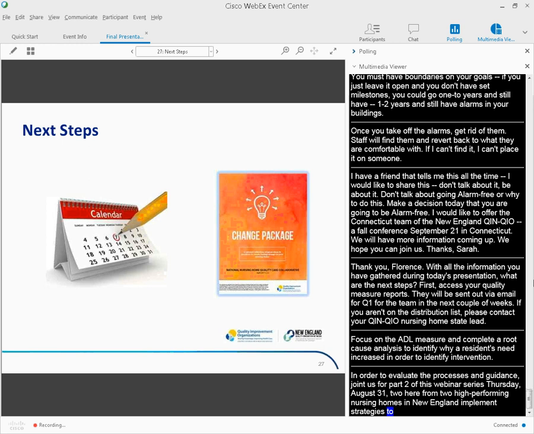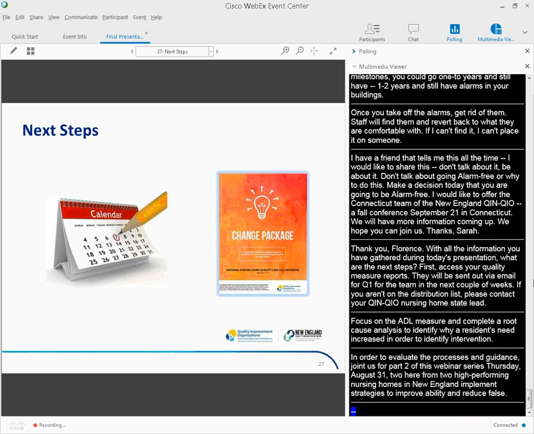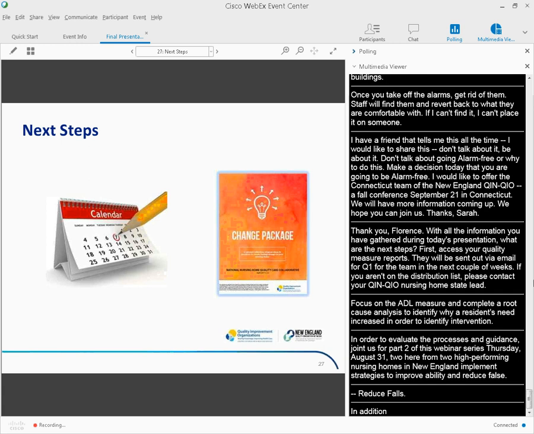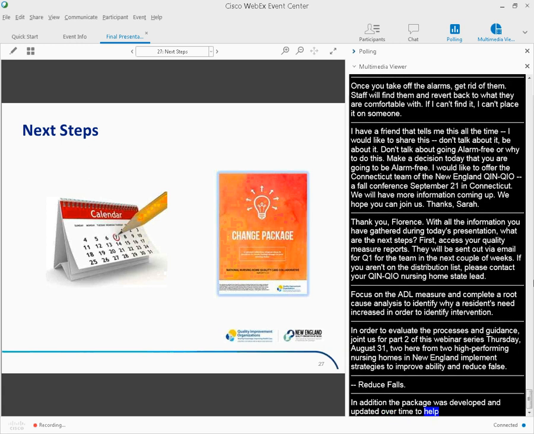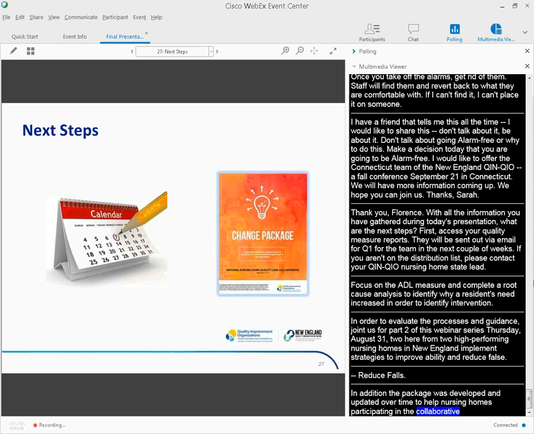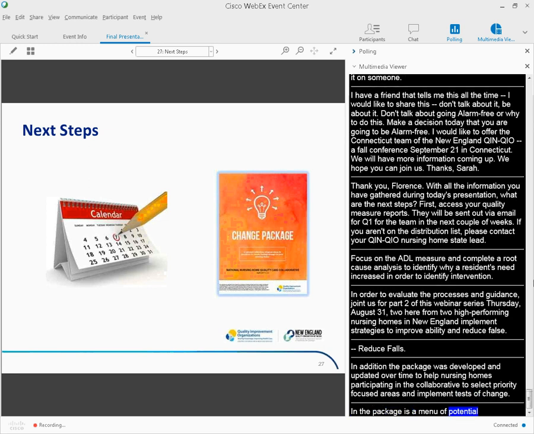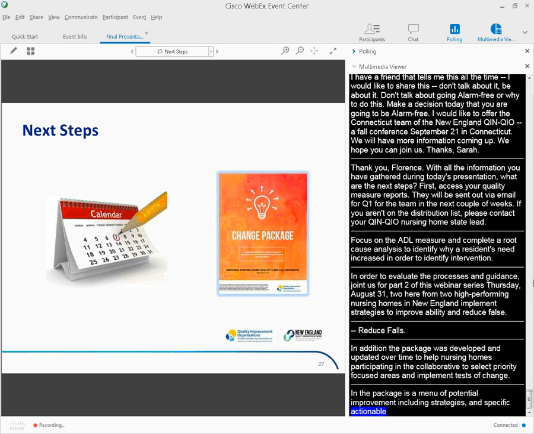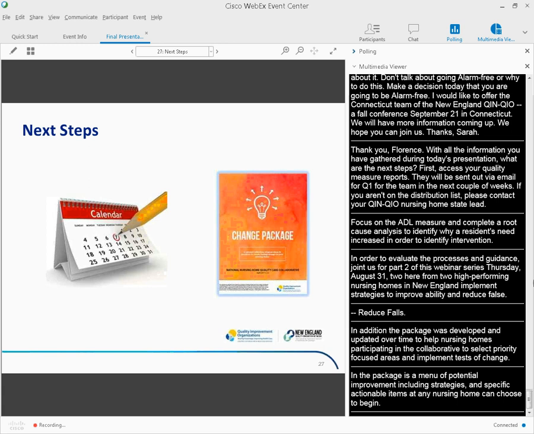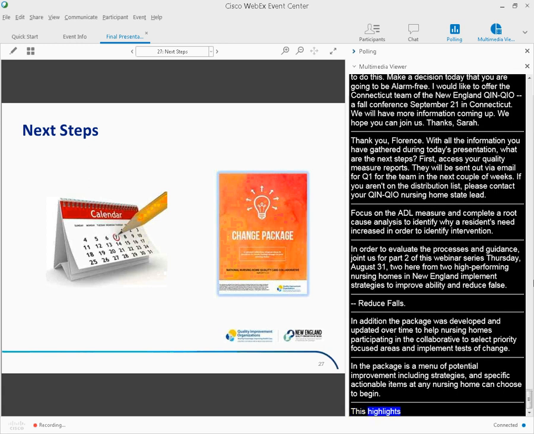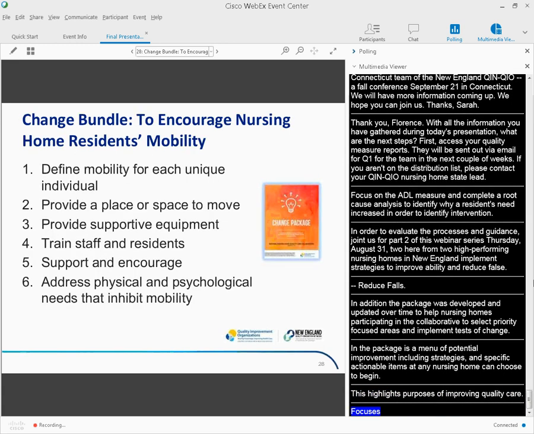In addition, the National Nursing Home Quality Care Collaborative's change package was developed and updated over time to help nursing homes participating in our collaborative to select priority focus areas and implement tests of change. The change package is a menu of potential improvements, including strategies, change concepts, and specific actionable items that any nursing home can choose to begin piloting for purposes of improving quality care. It focuses on successful practices of high-performing nursing homes and includes specific replicable actions.